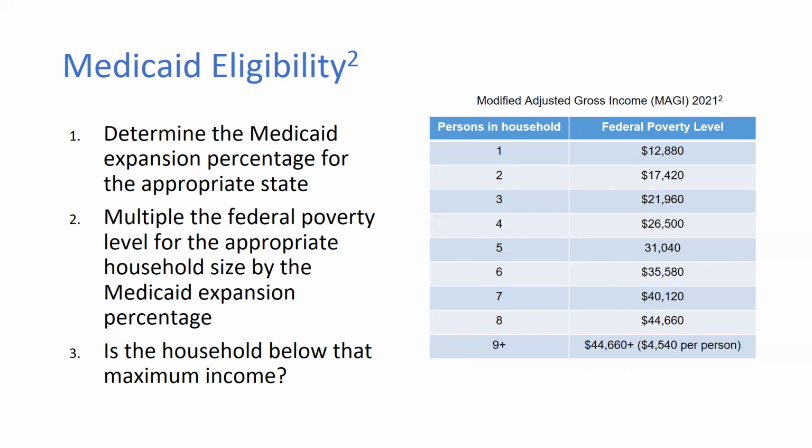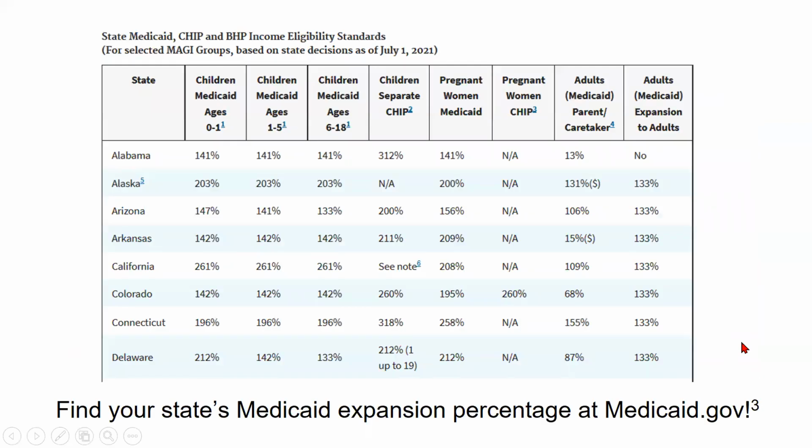And you would compare that amount to your income amount to determine if you're below that, you are most likely Medicaid eligible if you meet the other requirements. If you're above it, you are making too much money to be eligible for Medicaid. Like I said, you have to look up your Medicaid expansion percentage, and you can do that at Medicaid.gov.